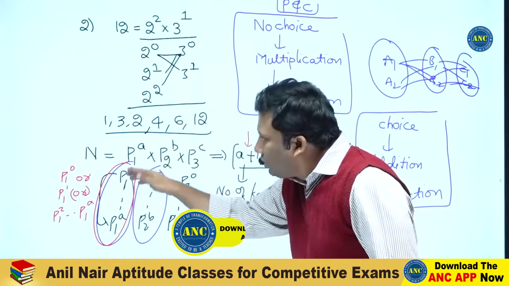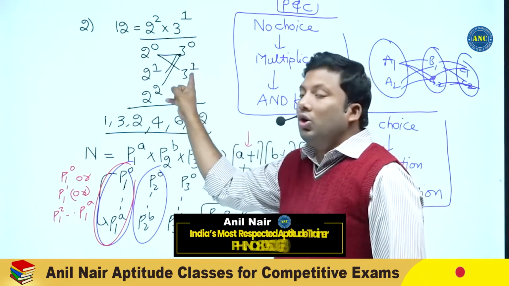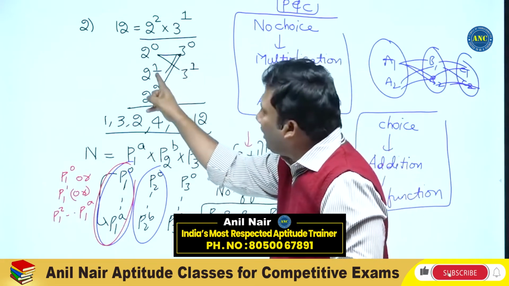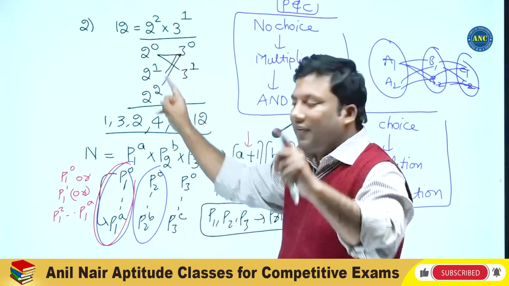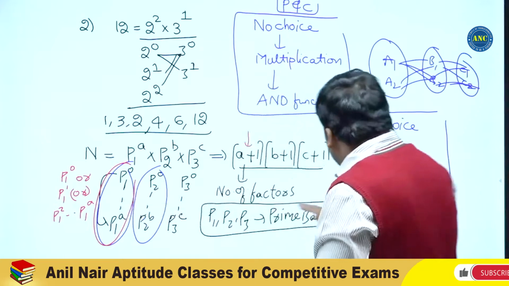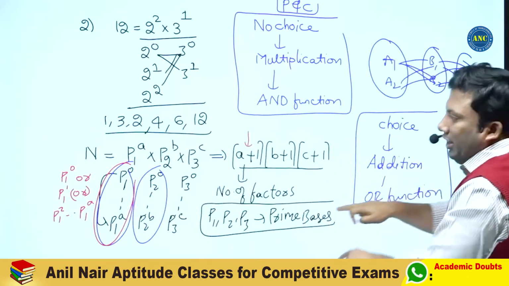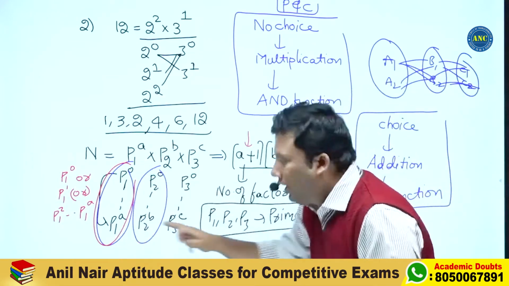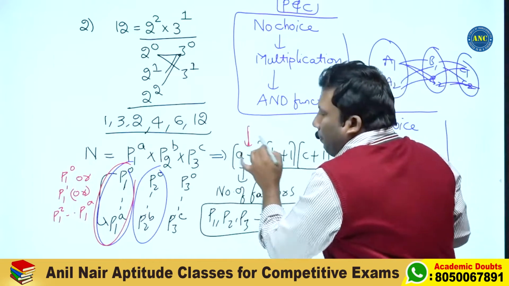Either this or this. If I take 2 power 0 with 3 power 1, that is one factor. With this, one factor. Either this or this. Whenever it is an OR function, I need to add. 0 to A: how many cases? A plus 1.